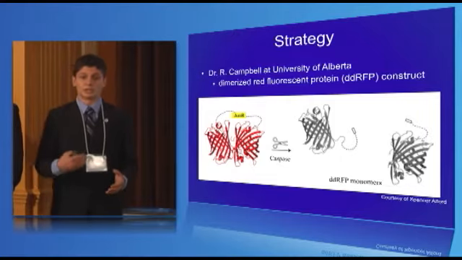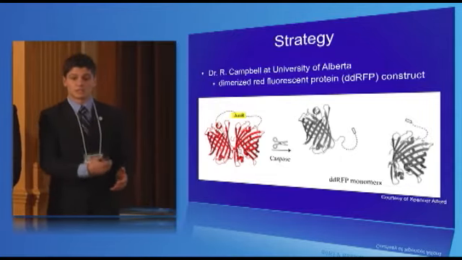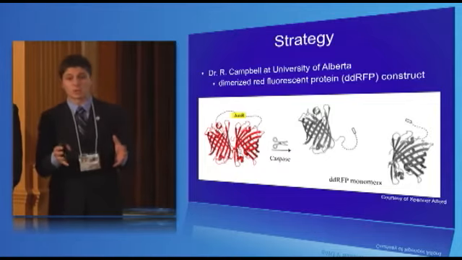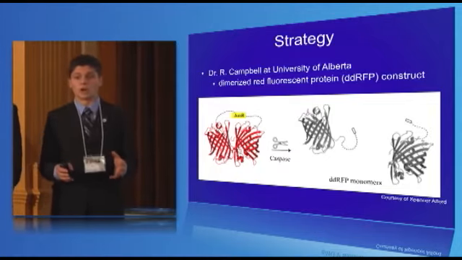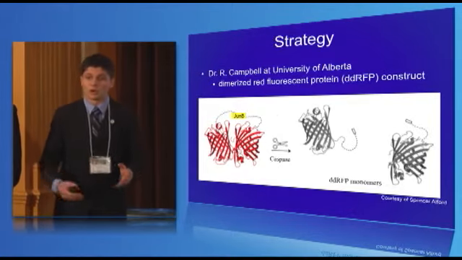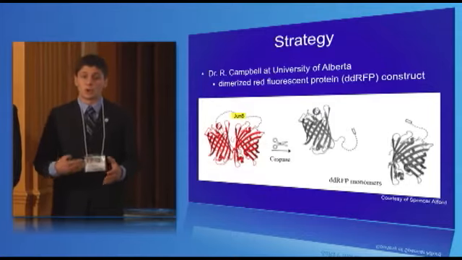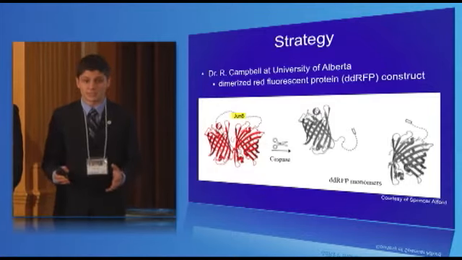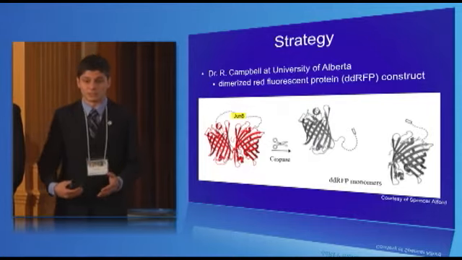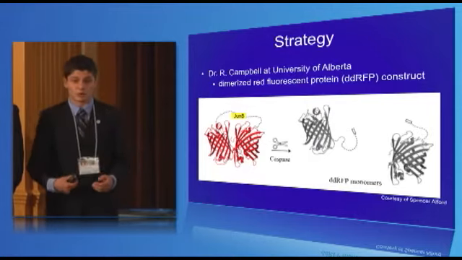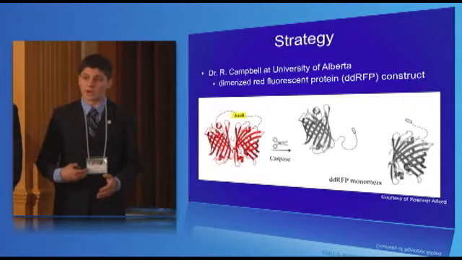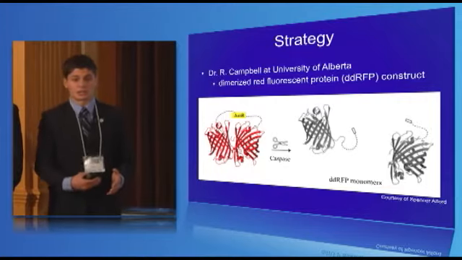So upon introduction of caspases, this cleavage site would be cleaved, and what we expected to see is that this dimerized red fluorescent protein construct would split up into two DDRFP monomers and no longer show fluorescence. So based on this change in fluorescence, we would be able to examine how caspase cleavage occurs of the Jun B protein.